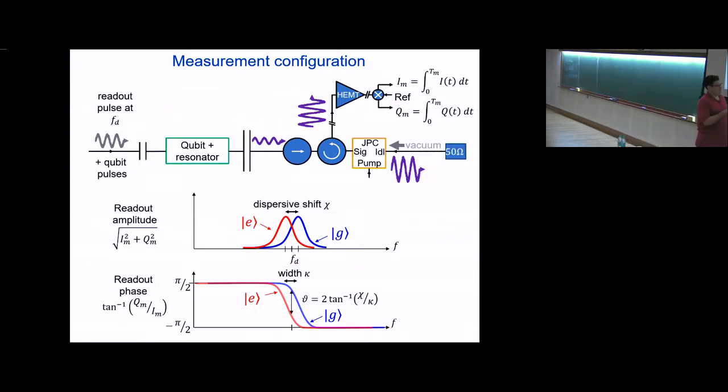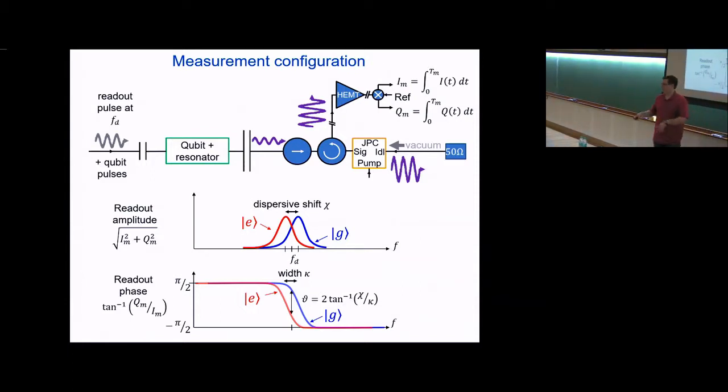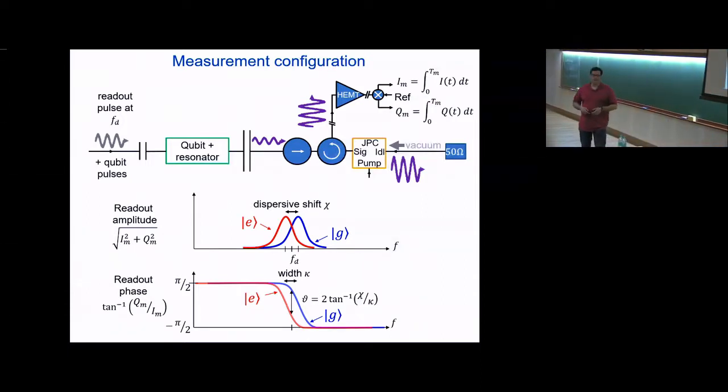And by picking the drive frequency, if you pick where there's a large difference in either phase or amplitude or both, you're going to get a strong readout of the qubit. If you pick over to one side where the transmission is the same, you basically don't encode any qubit information in the photons that pass through the cavity, and so no measurement takes place.